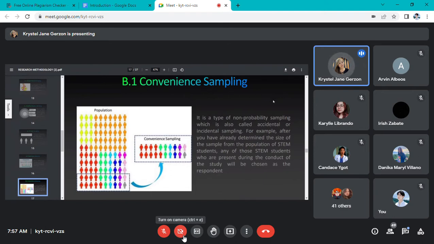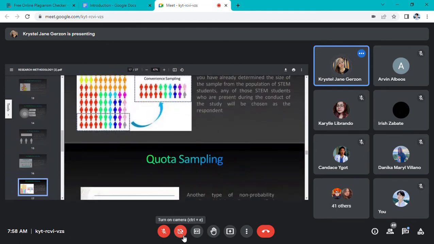So basically, it is called convenience sampling because whoever is available during the conduct of the study will be the participants or the respondents of the study.